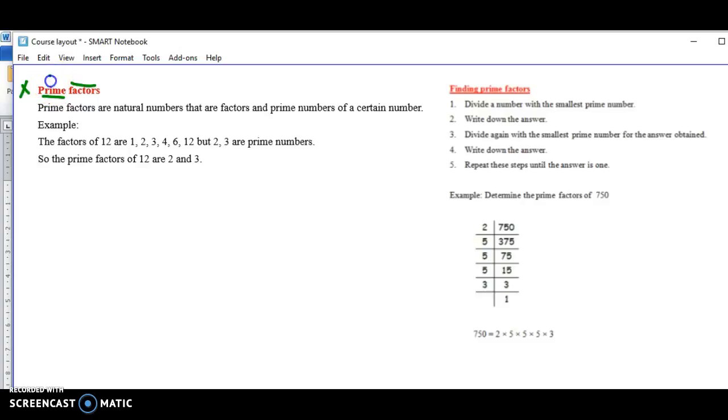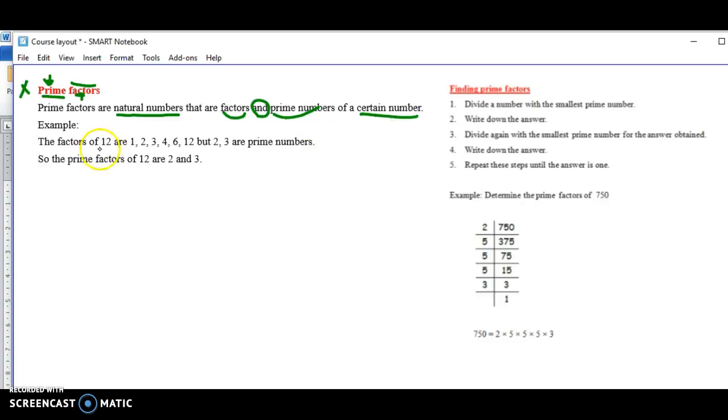So obviously it's got to do with prime numbers, factors that are prime numbers. So let's look at it. So prime factors are natural numbers. Remember, prime numbers are only natural numbers that are factors and prime numbers of a certain number.